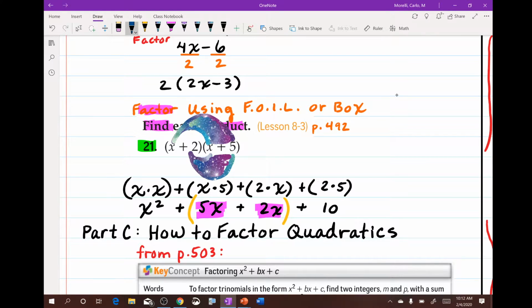Okay, so now we're going to write the final product. I'm going to have to write it up here. So the first term is x squared. And then what's 5x plus 2x? Plus 10.